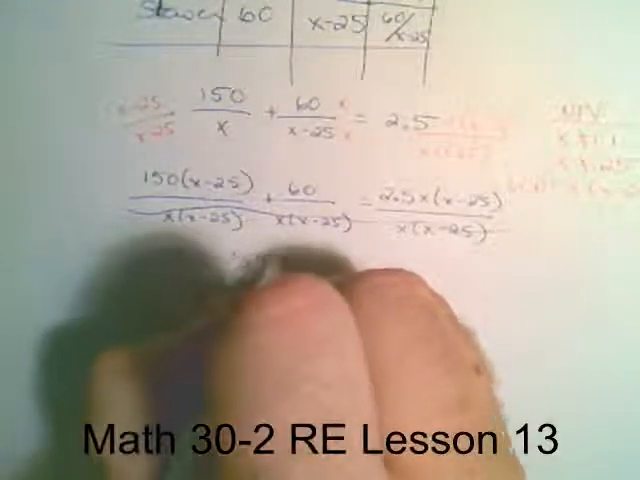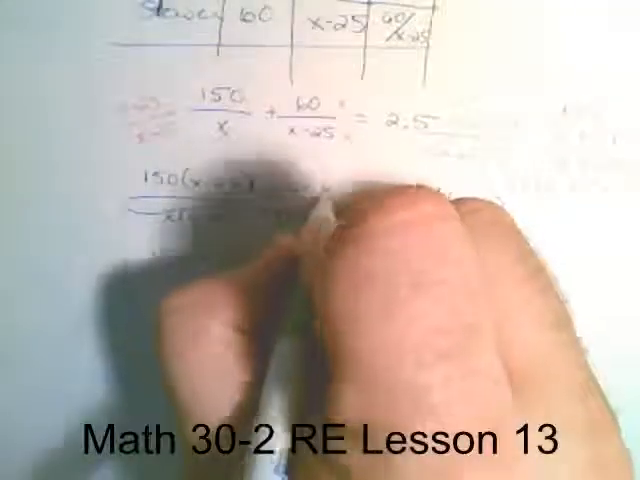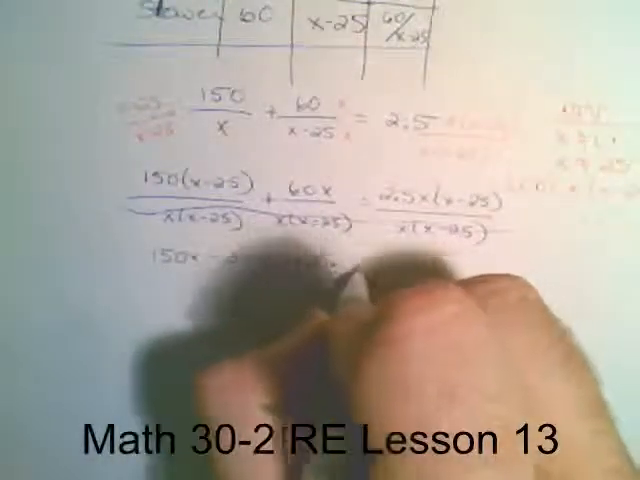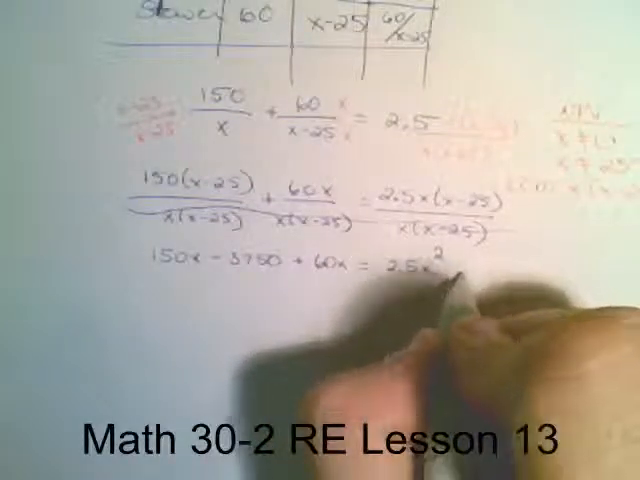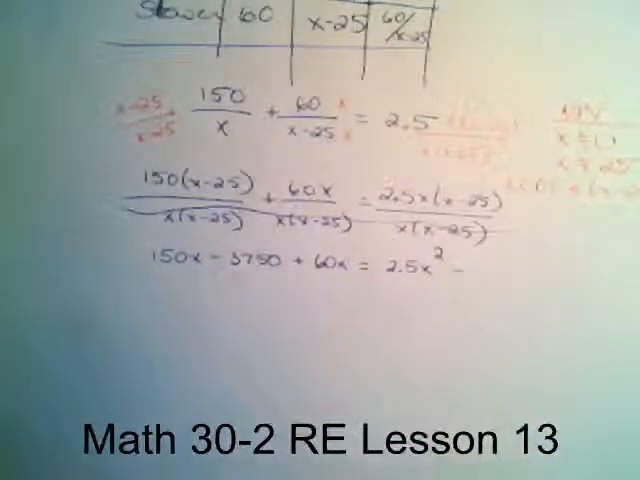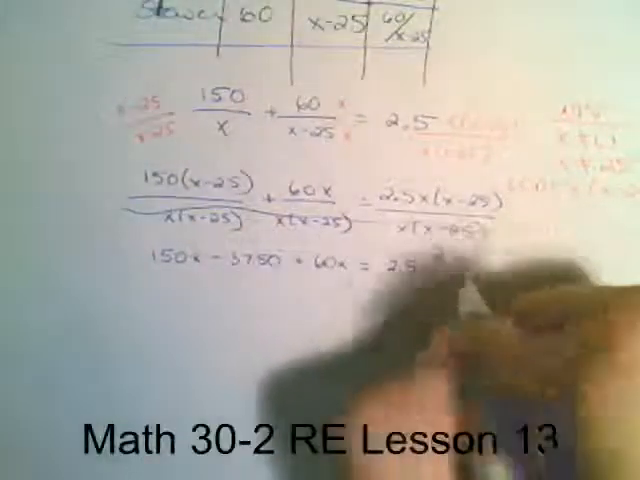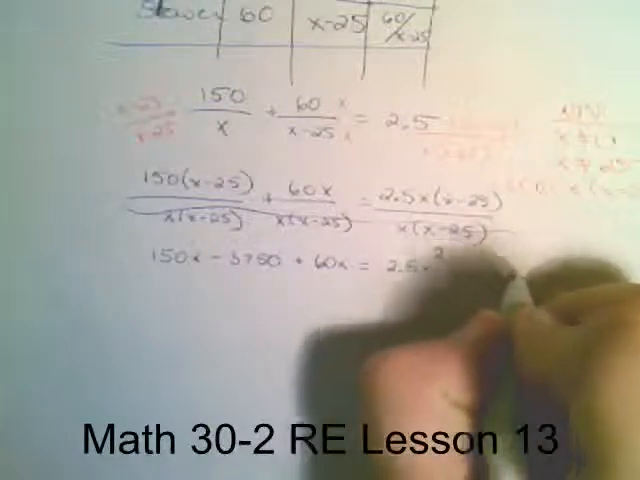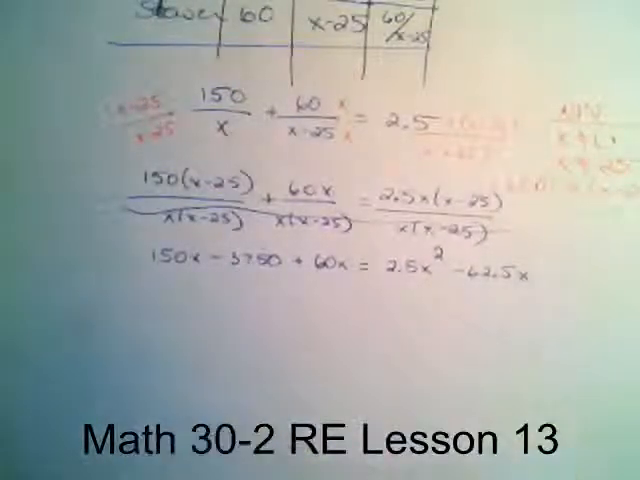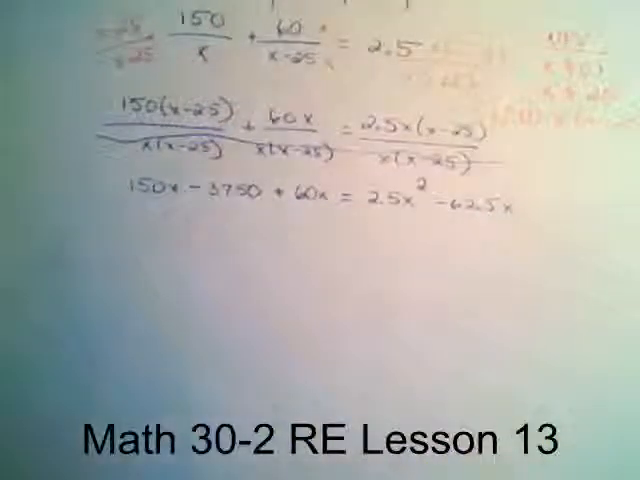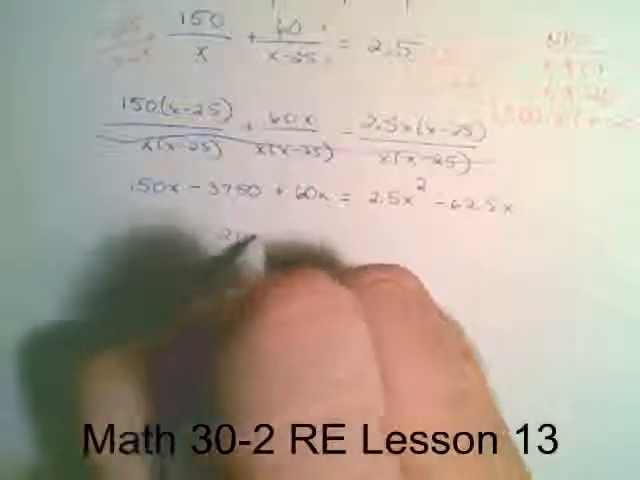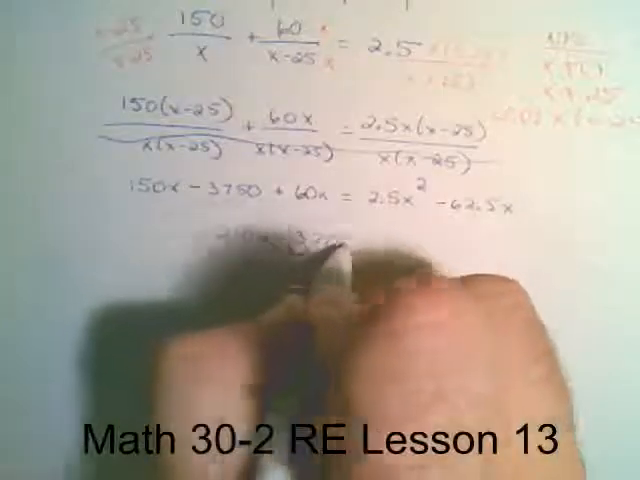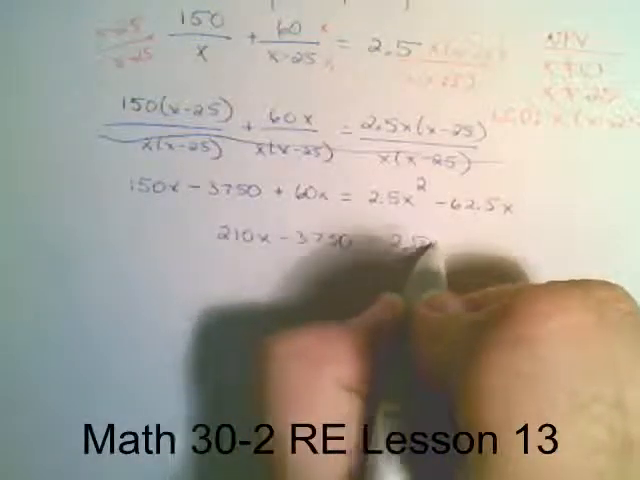Okay, mystical magical, denominators disappear. So I end up with 150x minus 25 times 150 is 3,750 plus 60x equals, here I'm going to get 2.5x squared minus 2.5 times 25 is 62.5x. This looks like a quadratic, so I've got to solve the quadratic.